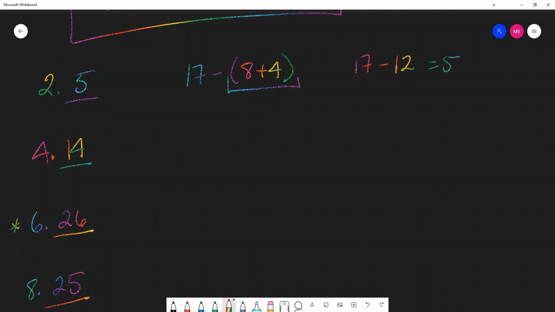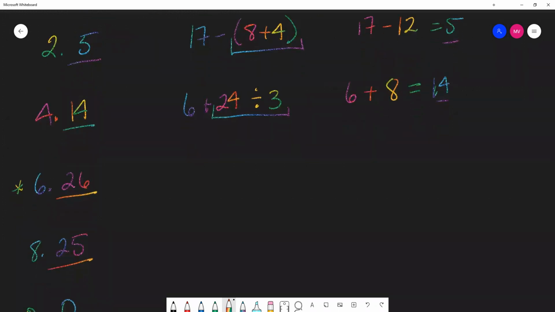For number 4, we have 6 plus 24 divided by 3. Timmy, what do we do first? Yes, division first. PEMDAS tells us multiplication and division happen before adding and subtracting. So this becomes 6 plus what? 8. Yes, 24 divided by 3 is 8, and then 6 plus 8 is 14. We already have our answer on the side, so we're just confirming it.